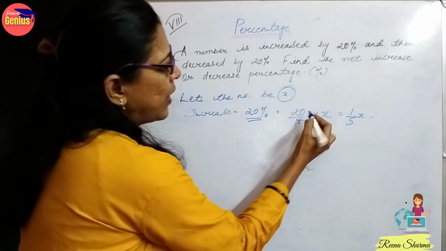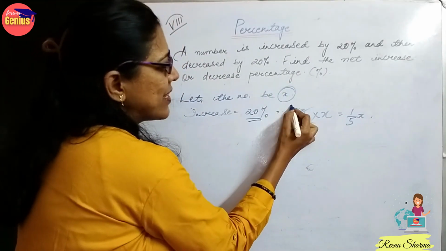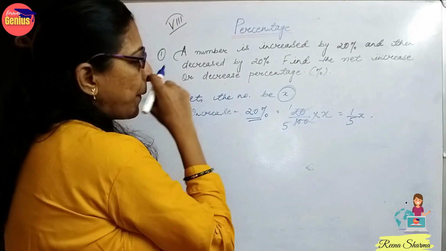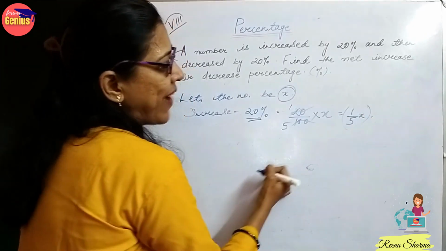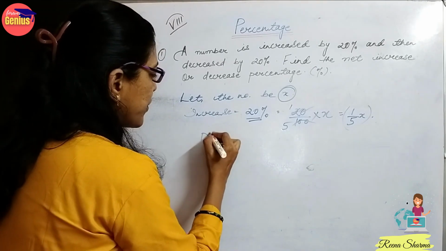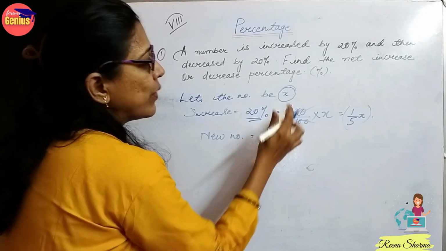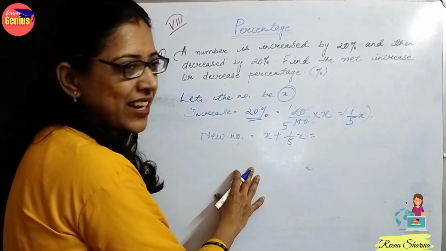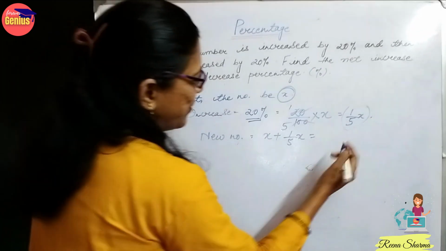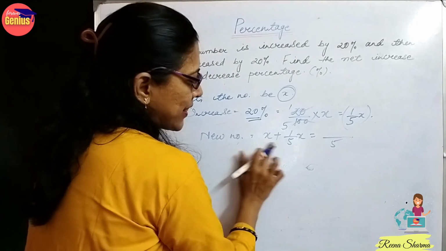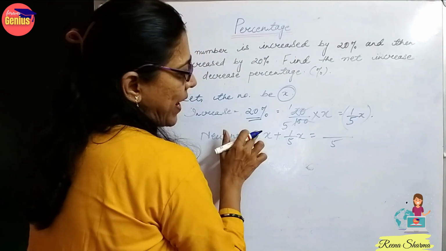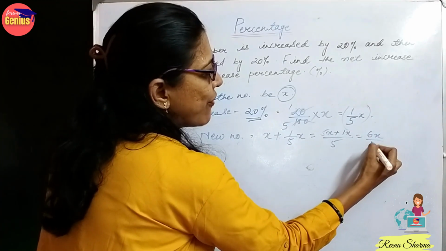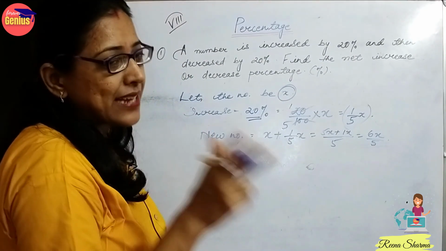How 1 by 5 x? We just cut it: this is 1, this is 5, reducing with the table of 2. Now this is the increased portion of x. So what is the new number? The new number is equal to x plus 1 by 5 x. Should I do it directly or show the LCM? Let me show. The denominator is 5, so 5 will be multiplied with x. So it is 5x plus 1x, equal to 6x by 5. So the new number is 6x by 5.